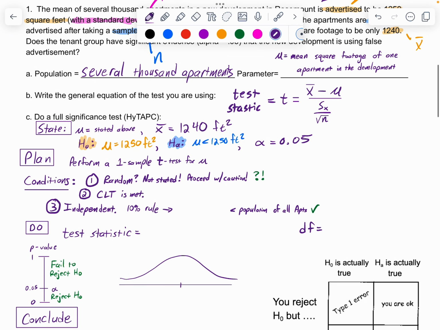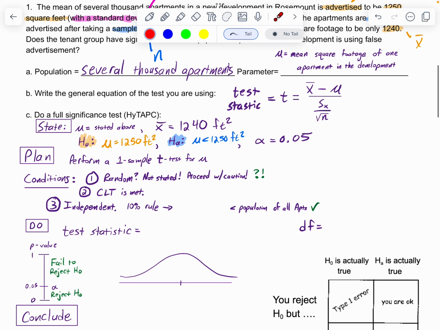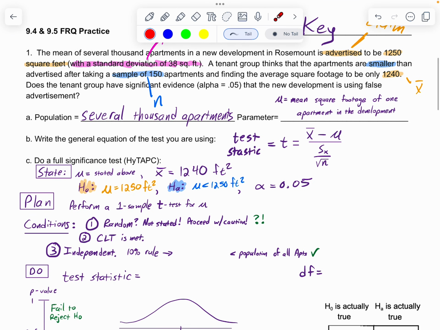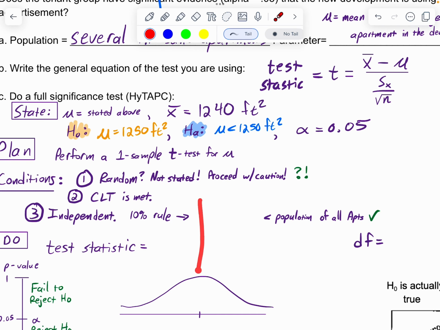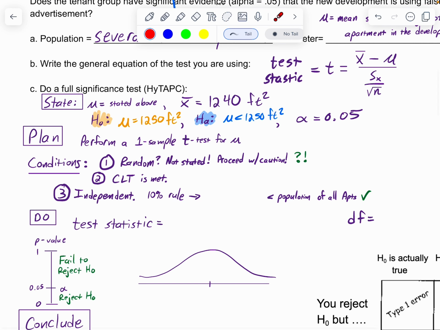So that's your state. Plan, name what we're doing, one sample t-test. And again, we're treating it like a t-test. Conditions, was it random? We actually have a bit of a problem. It just said sample. It did not state that it was random. So, uh-oh. You might be like, good, I don't have to do the rest. Haha, just kidding. Just say proceed with caution. Exclamation mark.